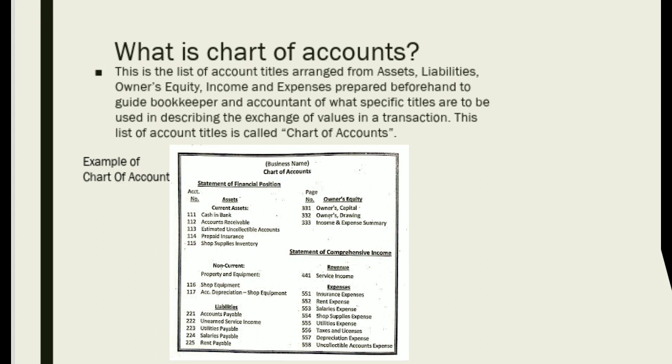So we have here an illustration of a chart of accounts under a service operation. The chart of accounts shows the account titles which are arranged in this order: assets, liabilities, owner's equity, revenue, and expenses. If a transaction involves an account title which is not included in a given chart, the bookkeeper may create an account title that he or she thinks is more appropriate to use in describing the exchanges of values.